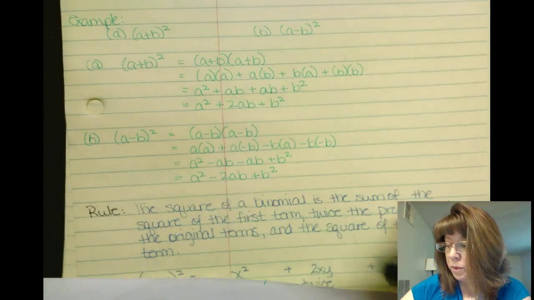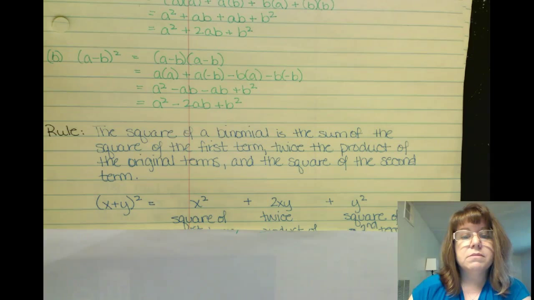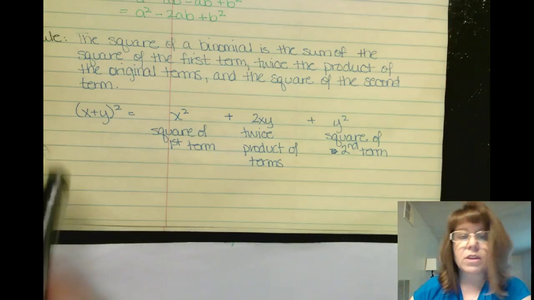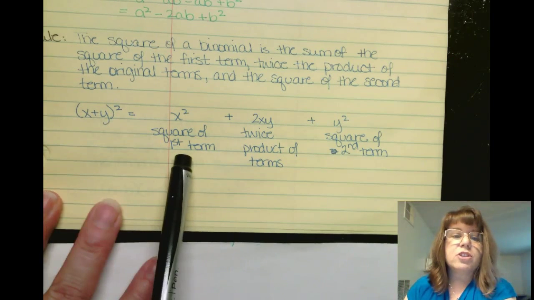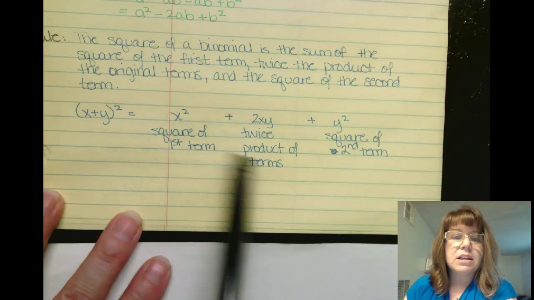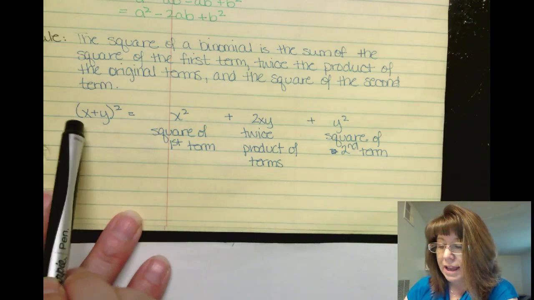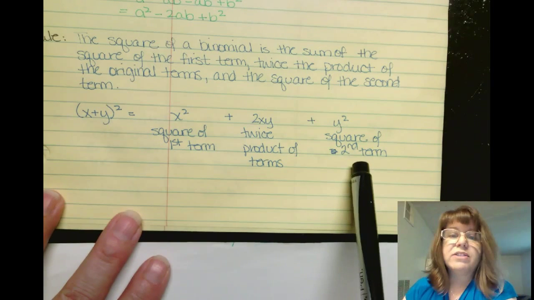So the square of a binomial is the sum of the square of the first term, twice the product of the original terms, and the square of the second term. So here's a generic equation. X plus y, the quantity squared. So quickly we can square the first term, that's x squared, plus twice the product of the terms. The product of the terms is xy, x times y. But it's twice that, so we're going to say 2 times that. So 2xy plus the square of the second term.